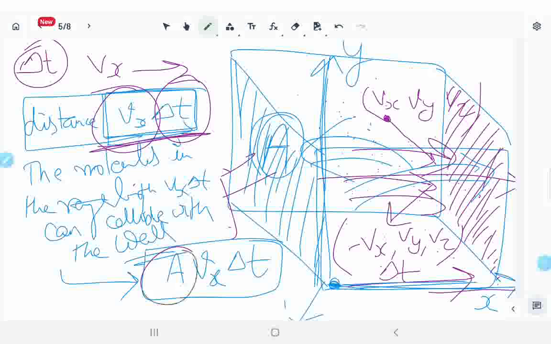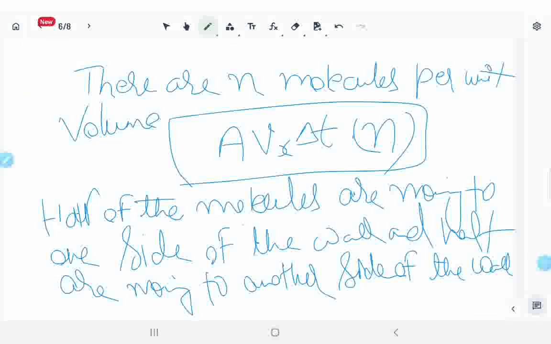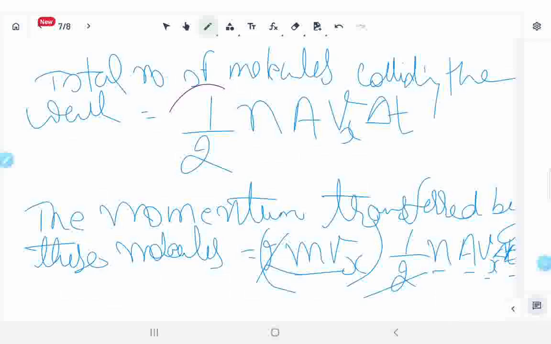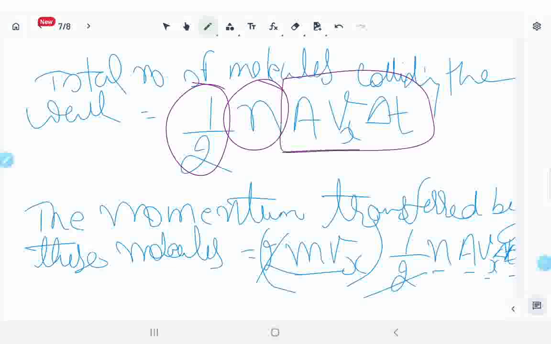और अगर हम एरिया का मल्टीप्लाई कर देंगे, मतलब कि इतने वॉल्यूम में, एरिया इंटू लेंथ इज वॉल्यूम, अगर इतने वॉल्यूम में कोई मॉलिक्यूल होगा तो वो कोलाइड कर रहा होगा, लेकिन आधे मॉलिक्यूल इधर से एक साइड जा रहे होंगे, आधे मॉलिक्यूल दूसरी साइड जा रहे होंगे. तो मैंने क्या किया, हाफ का मल्टीप्लाई कर दिया, और n यहाँ पर क्या है, हाफ एवरेज ले लिया, कितने मॉलिक्यूल आ रहे होंगे, n इज द नंबर ऑफ मॉलिक्यूल पर यूनिट वॉल्यूम, और ये पूरा वॉल्यूम हो गया.